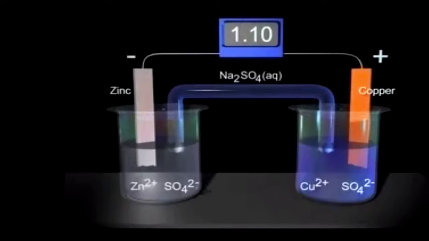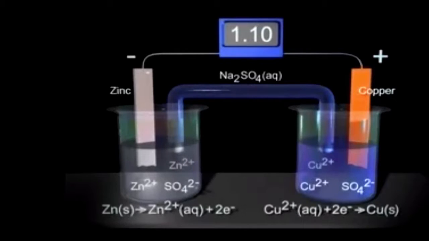When we replace the light bulb with a voltmeter, we find that the cell has a potential or voltage of 1.1 volts. The copper electrode is the positive electrode, and the zinc electrode is the negative electrode. As the cell reaction proceeds, zinc atoms of the zinc electrode lose electrons and move into the solution as zinc ions. At the same time, copper 2 ions acquire electrons at the copper electrode and form copper metal.